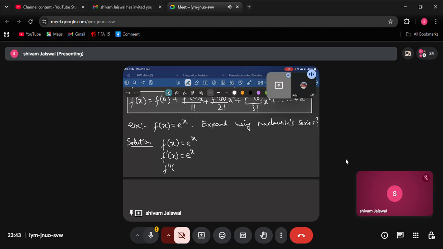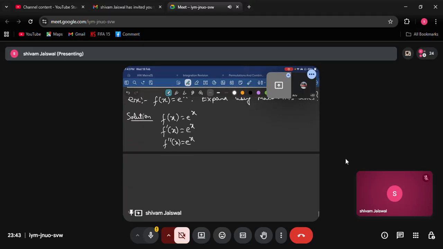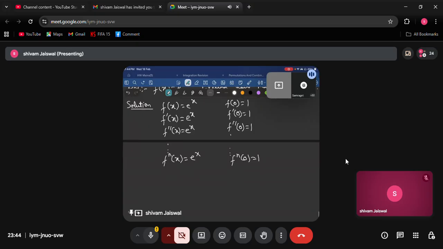f double dash x is also equal to e to the power x. You people know, right? The nth derivative of f of x is also equal to e to the power x. f of 0 is equal to 1, f dash 0 is also equal to 1, f double dash 0 is also equal to 1, and so on. The nth derivative of f at 0 is also equal to 1. Okay, so let us expand.